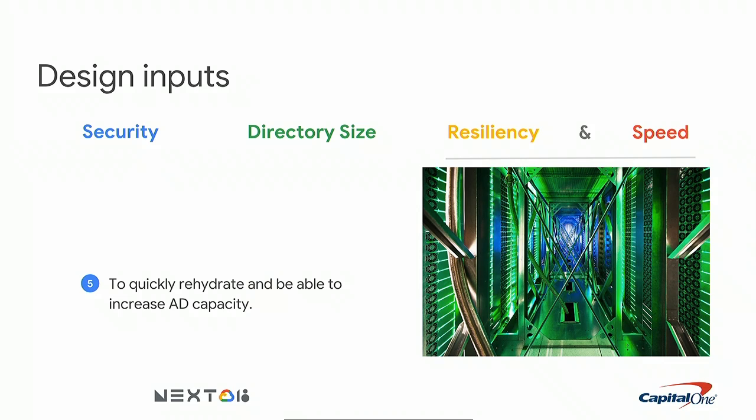To quickly rehydrate and be able to increase AD capacity. At Capital One, we rebuild all infrastructure every 45 to 60 days maximum. Domain controllers are no exception to that rule. They get rebuilt. We call this rehydrate. So we are constantly rebuilding our domain controllers.